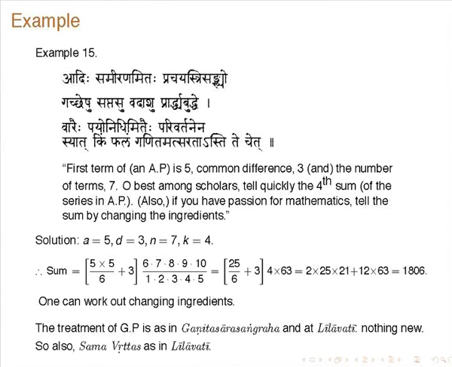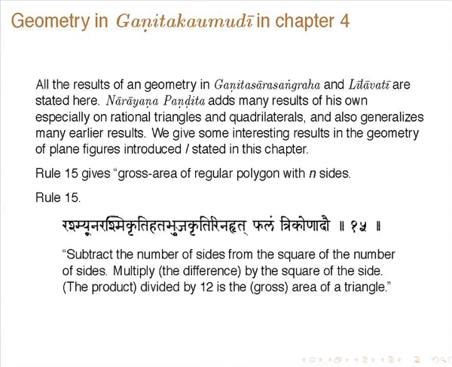This is 1806. One can work out changing the ingredients. What he is saying is make it 6 and other kind of a thing. Then the geometric progression, nothing new as far as I could see, from what is given in Ganita Sara Sangraha and Leelavati. Then Samavruttas and all these things, that is also same as in Leelavati.